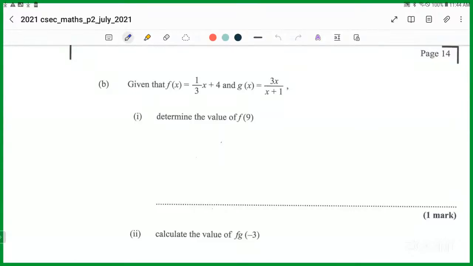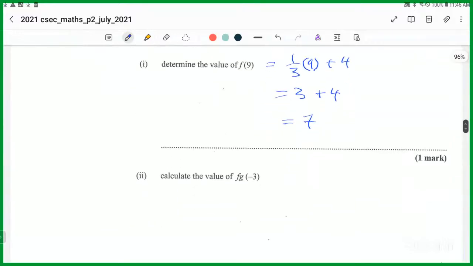So this one gives us these two functions, f of x and g of x. This one is a simple linear function. This one is what we call a rational function. First part wants f of 9. F of 9 means we're going to put 9 in the f function right there. Nice and easy like that. So this is simply going to become equal to 1/3, this 9 goes here where the x is, and now we're adding 4. Now 1/3 of 9 is 3, like 9 divided by 3 is 3. And you're adding back this 4. So the result is 7. So f of 9 is 7.